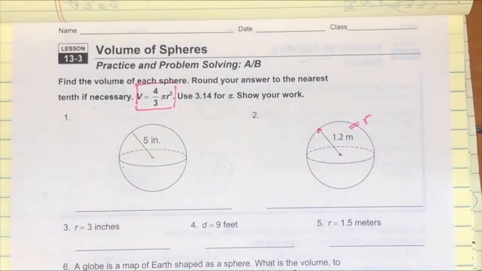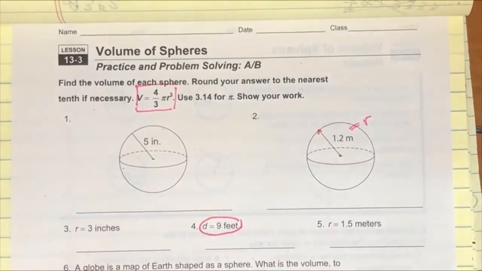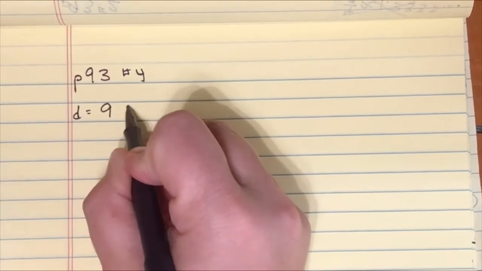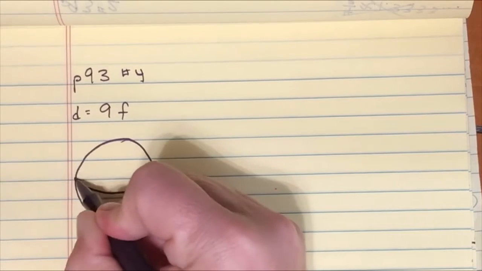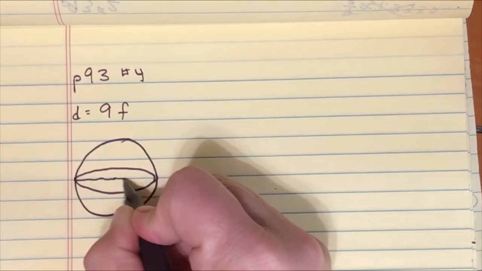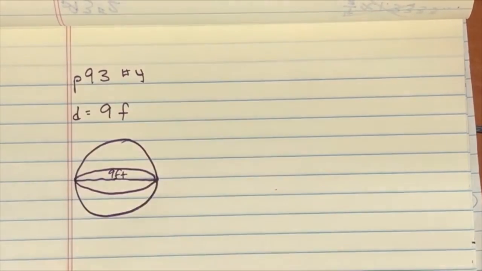All right, so we're going to be doing page 93, number 4. And when we look at it, we can see it is just a description. There's no picture. So it says the diameter is 9 feet. All right, so we're going to write that down, and then let's draw a picture. So here we have a sphere, and the diameter, which is all the way across, is 9 feet.